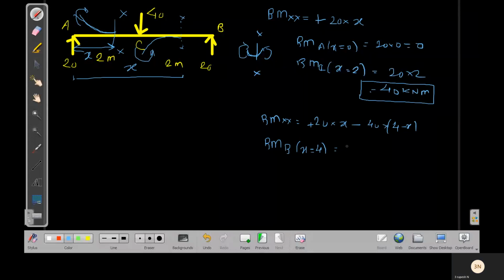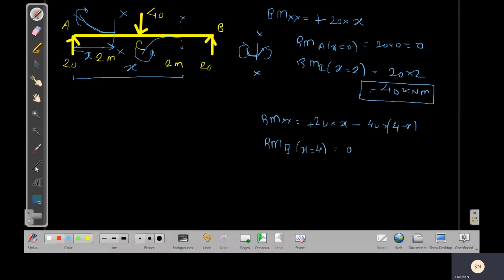So when you substitute, this value comes out to be 0. You have to substitute 4. So 4 into 20 is 80, and 80 minus 80 will cancel to 0. And if you calculate the bending moment at C point, putting x equal to 2, you will get the value again 40 kilonewton meter.